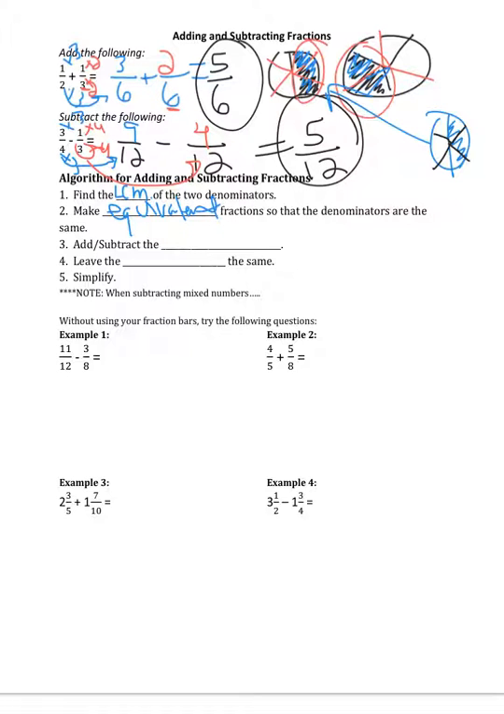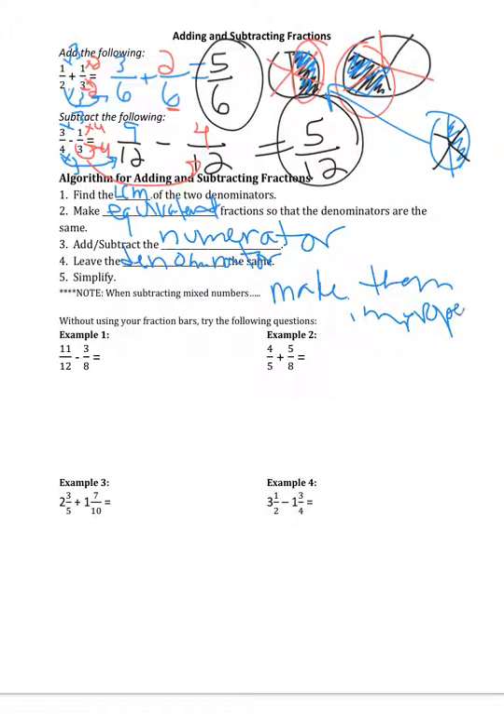All right, the next step was to add or subtract the top, which is called the numerator. We're going to leave the denominator the same. And the reason for that was because we were purposely trying to get the denominators to be the same size slice if it were pie. So we're trying to get them the same, so we're going to leave them that way. And the last step is to simplify. The only thing to note is when subtracting mixed numbers, you must make them improper. Otherwise, sometimes you will not be able to subtract, or you'll end up with the wrong number.